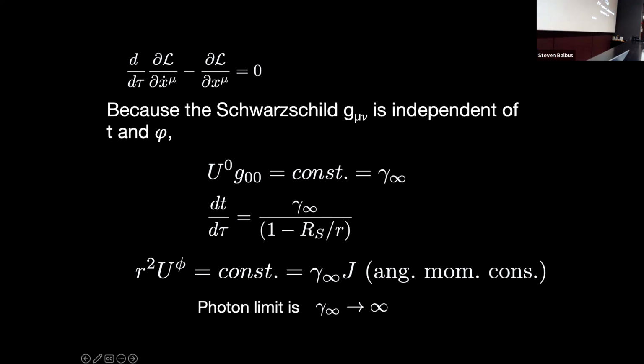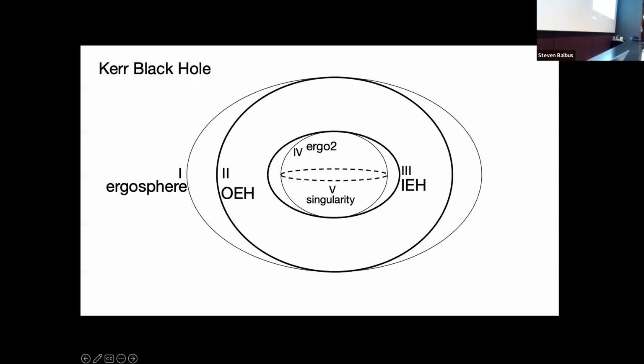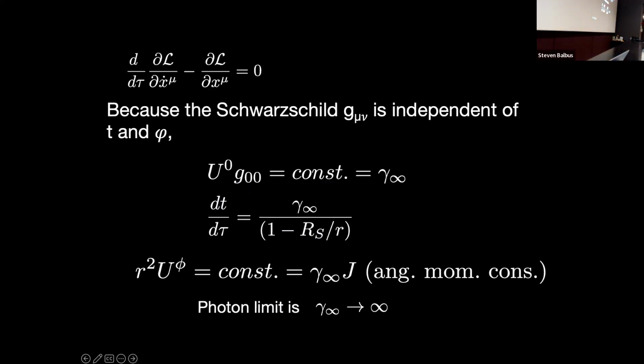Now, when this term, when L is independent of a coordinate, we find immediately from the usual way that the derivative of L with respect to x dot mu is a constant of the motion. So one of the things we find out is that from this, the time equation, the 0 coordinate, u0, g00, must be a constant. That's what this gives us.